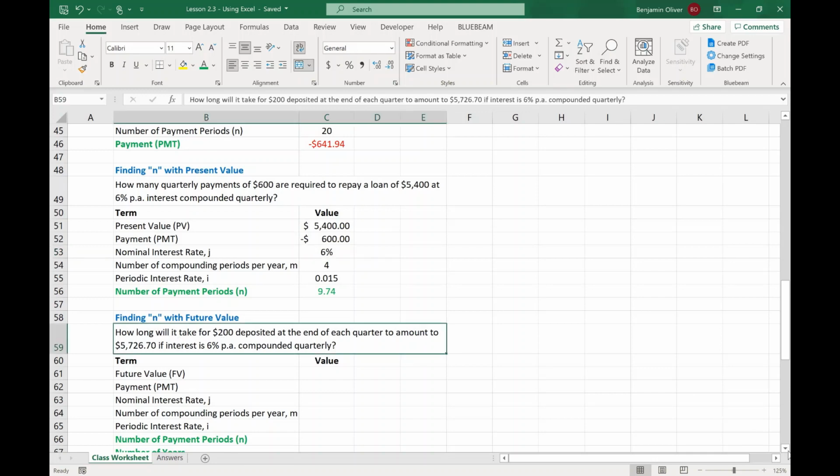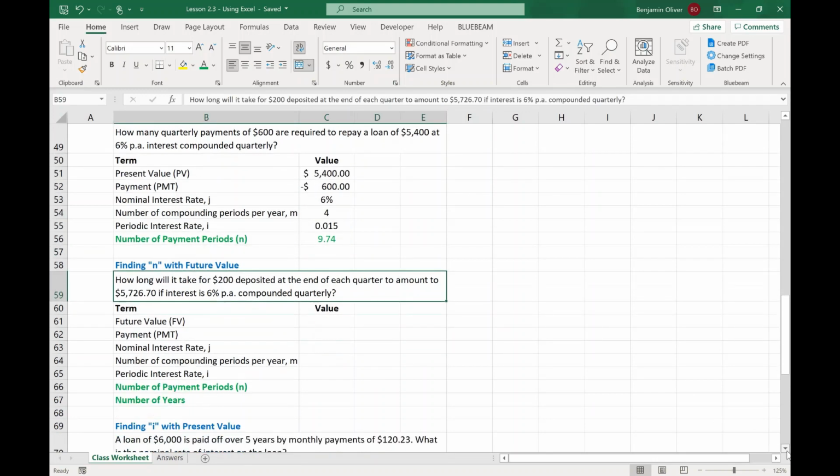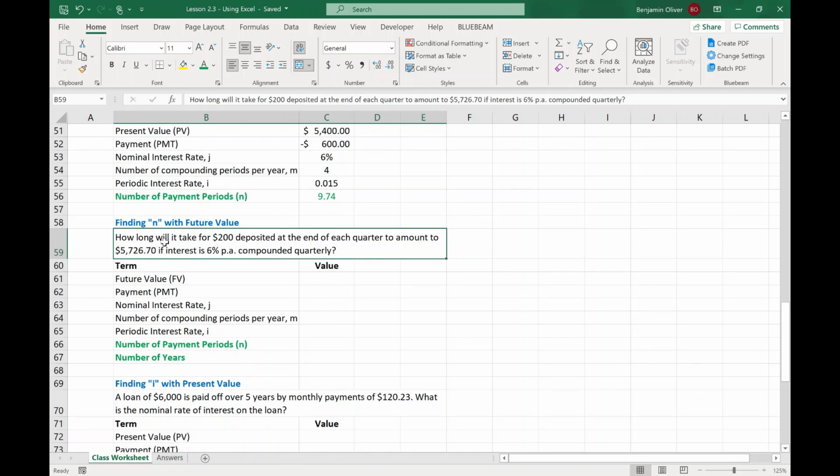Now we're finding n with future value. So how long will it take for $200 deposited at the end of each quarter to amount to $5,726.70 if interest is 6% per annum compounded quarterly? Okay.